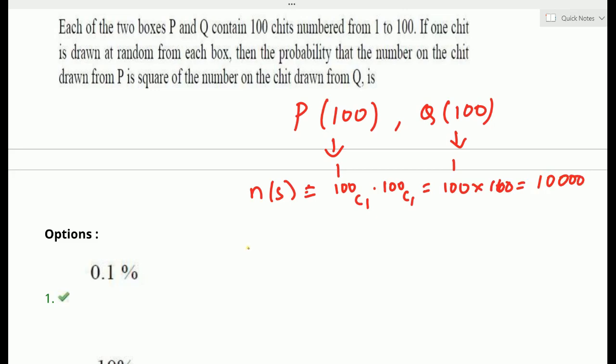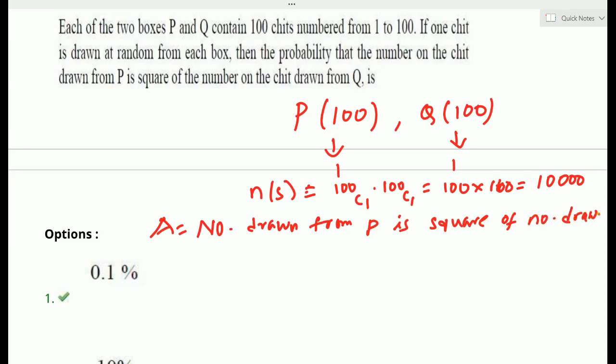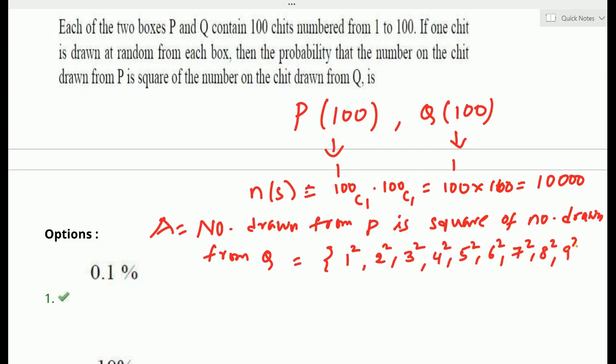Next, what is being asked? The probability that the number on the chit drawn from P is the square of the number on the chit drawn from Q. అంటే మనకు కావాల్సిన ఈవెంట్ number drawn from P is square of number drawn from Q. అంటే ఏంటి, సపోజ్ Q నుంచి 1 చూజ్ చేసుకున్నాం అనుకో, P నుంచి 1 స్క్వేర్ అంటే 1. అలాగే Q నుంచి 2 చూజ్ చేసుకుంటే 2 స్క్వేర్, 3 చూజ్ చేసుకుంటే 3 స్క్వేర్, 4 స్క్వేర్, 5 స్క్వేర్, 6 స్క్వేర్, you can take 7 square, 8 square, 9 square, 10 square.